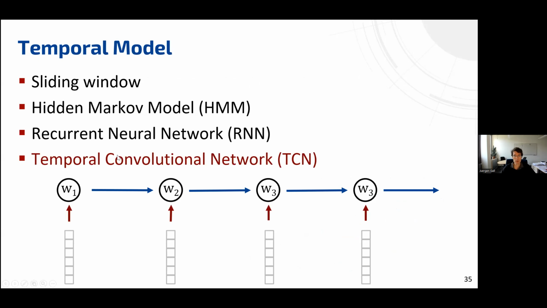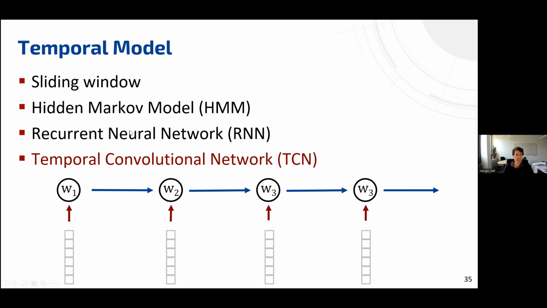I just want to briefly describe the last temporal model I want to discuss, and that's our temporal convolution networks. The reason we have them in this order: sliding window is nearly no temporal modeling. Hidden Markov model has some kind of temporal modeling, but we make some strong assumption that if I know my previous state, it encodes all information of what happened before.